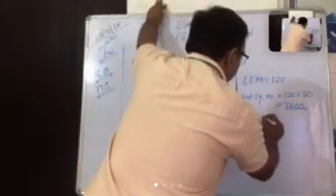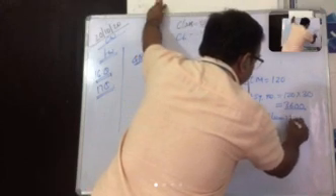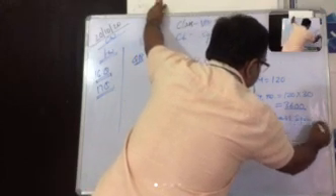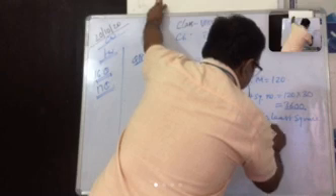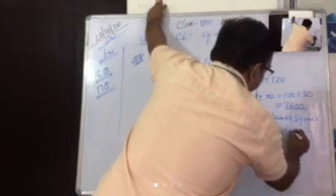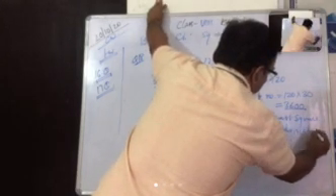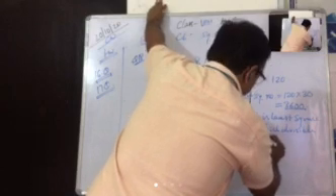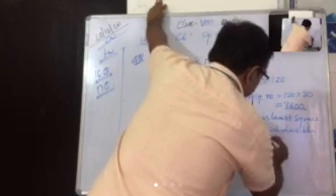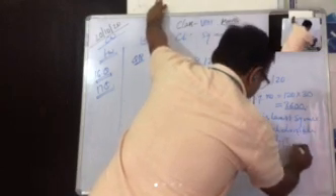3600 is the least square number which is divisible by 8, 12, 15 and 20. Clear?